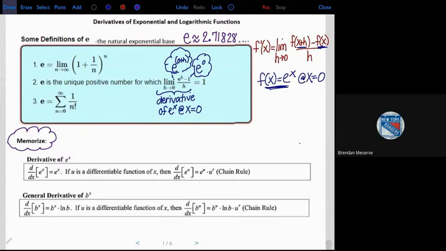So I've said it in words that e has a slope that's equal to its y value, which means its derivative is equal to itself. So the derivative of e to the x is e to the x. Its y value is equal to its slope. The function is equal to the derivative.